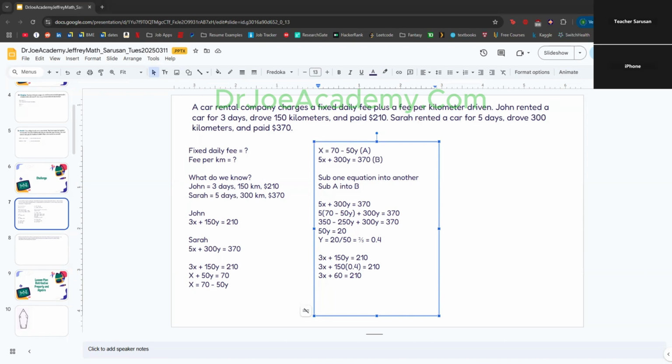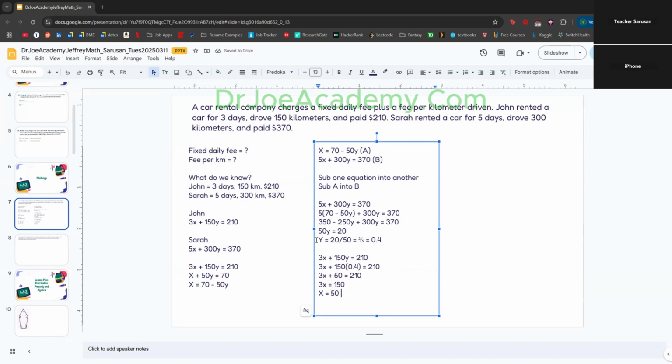What if you move 60 to the other side then? Yeah, that's correct. We'll move 60 over. That's 210 minus 60, which is 150. Yep, very good. I'll just write 150 right here. And x equals 50. Excellent. 150 divided by 3, x equals 50.